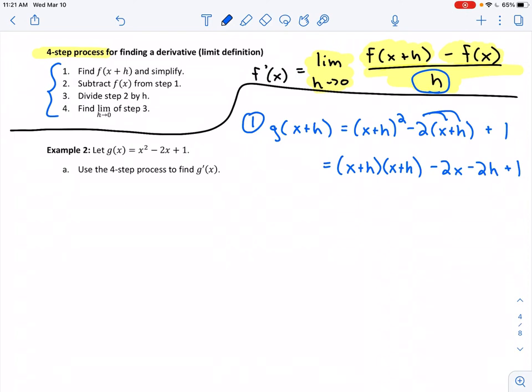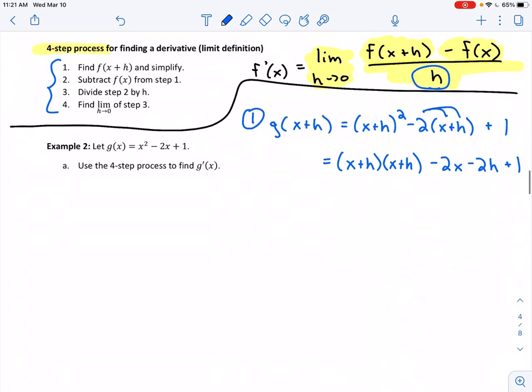After we FOIL x plus h times x plus h and simplify it, we should end up with x squared plus 2xh plus h squared minus 2x minus 2h plus 1. We ended up with something pretty long here. This looks pretty complicated, but if you look at it, there's nothing we can do to simplify this. There are no like terms that we can combine, so at this point, we're ready to move on to step 2.